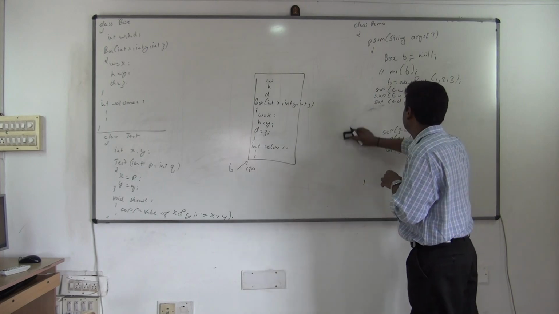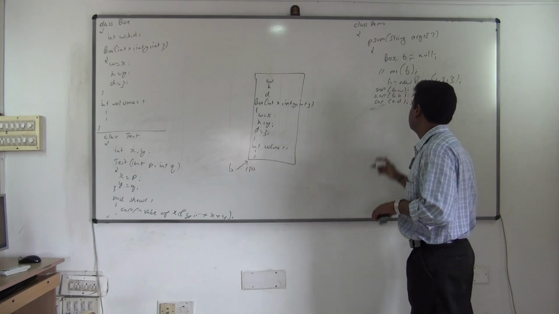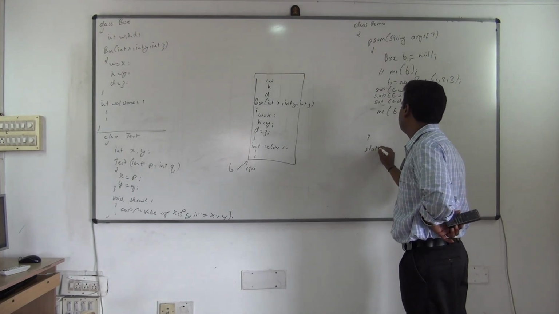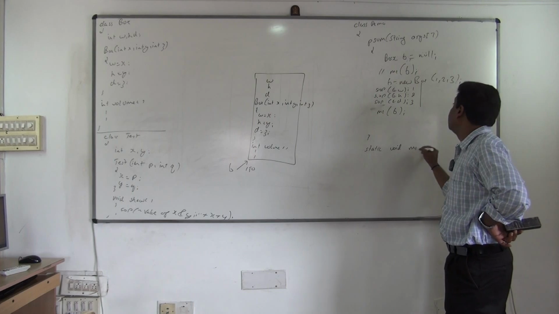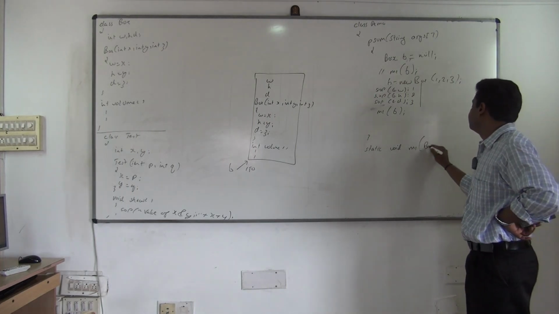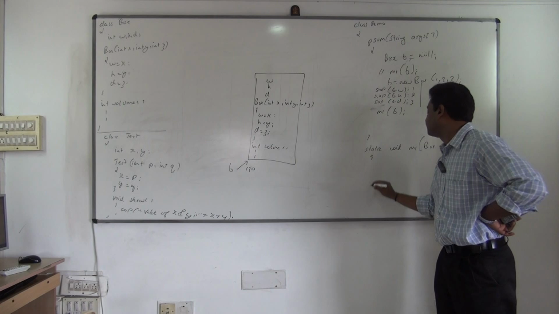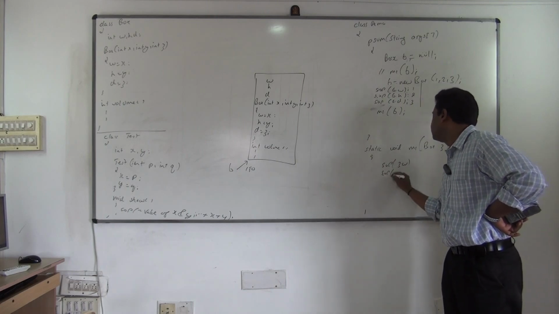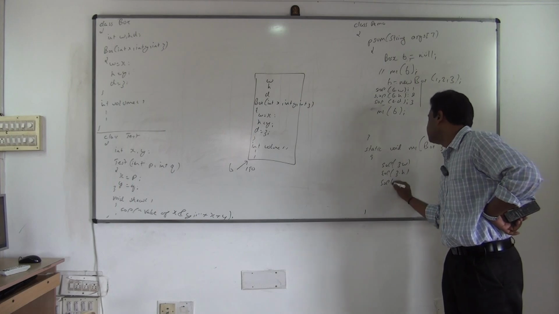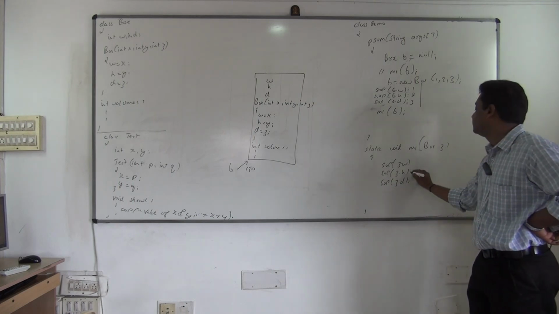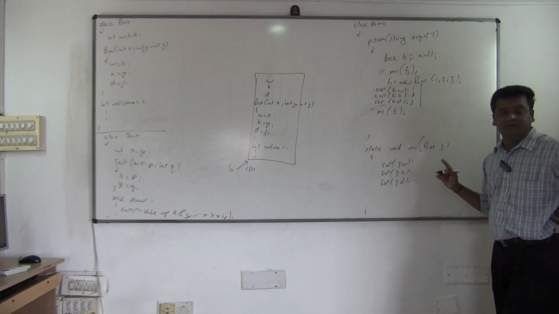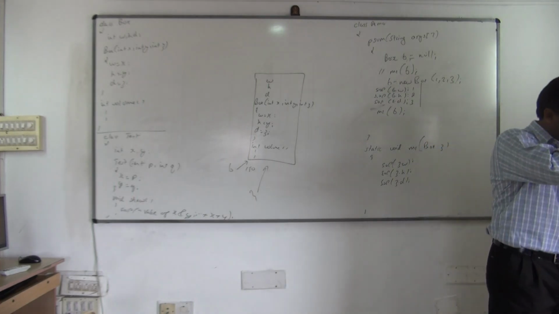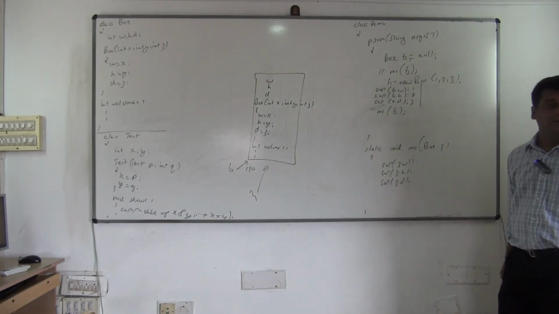I'll call M1 method and send B as argument. Static void M1, Box Z. SOP z.w, z.h, z.d. Can you predict what is the answer? You are giving the value of B to Z. Now Z also will refer to the same object. Z.w will print what now? 1, 2, 3.